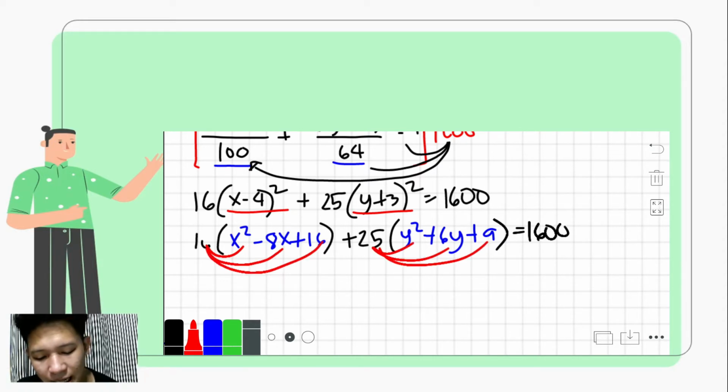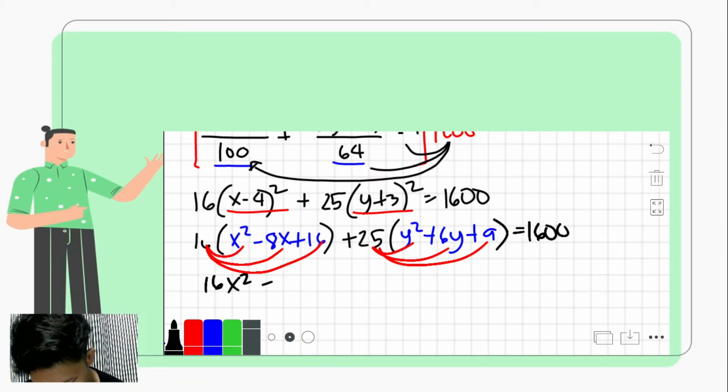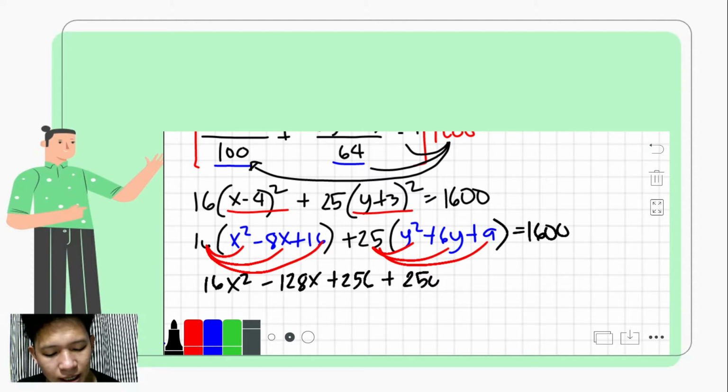Okay, so we would have 16x squared, and then we have here 16 times negative 8, that is negative what? That is negative 128x. And then we have here 16 times 16, that would be positive 256. And then we proceed with the other one. That would be positive 25 times y squared, that is positive 25y squared. Then we have positive 25 times 6, that is positive 150y.